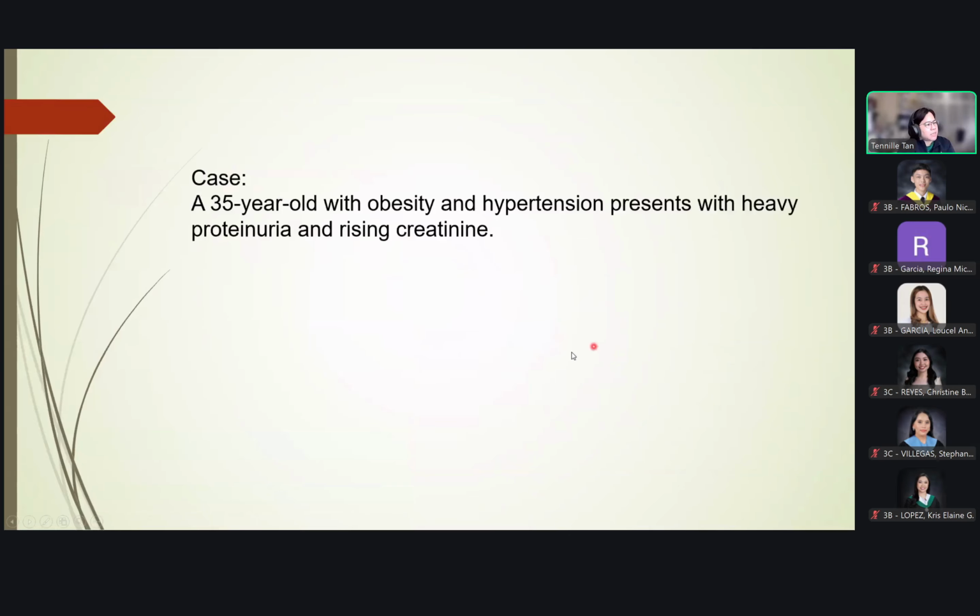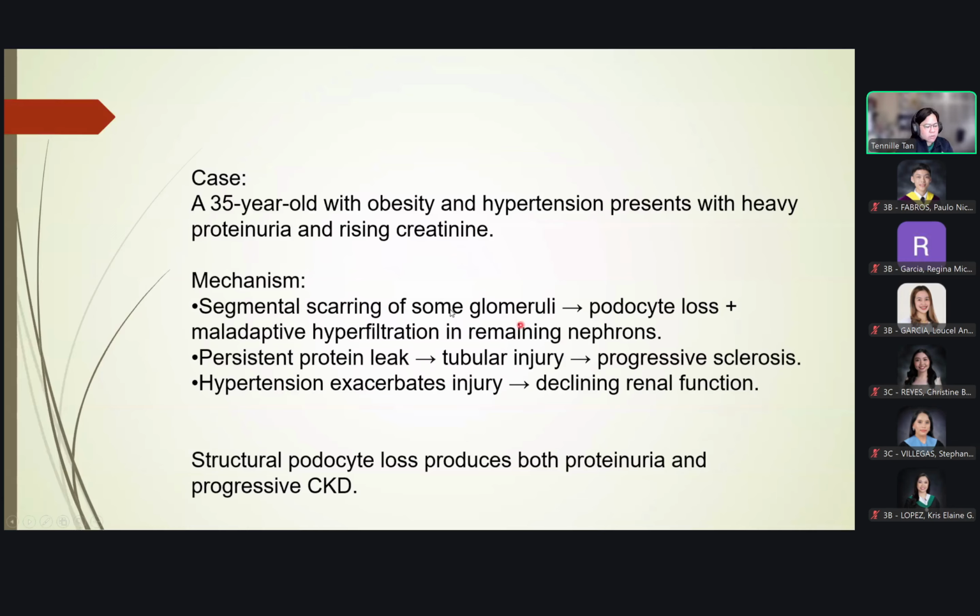So next, another case. We have a 35-year-old patient with obesity and hypertension, and they present with heavy proteinuria and rising creatinine. The mechanism here is segmental scarring of some of your glomeruli, eventually leading to podocyte loss and maladaptive hyperfiltration in the remaining nephrons. There is a persistent protein leak leading to tubular injury and then progressive sclerosis. The hypertension may exacerbate the injury, causing declining renal function. So structural podocyte loss produces both proteinuria and progressive CKD.